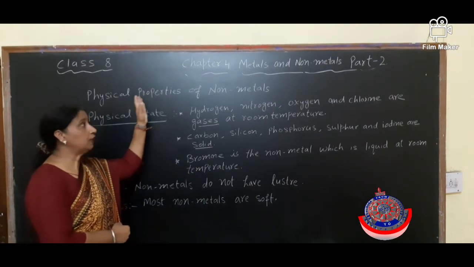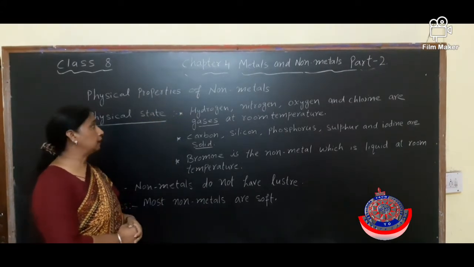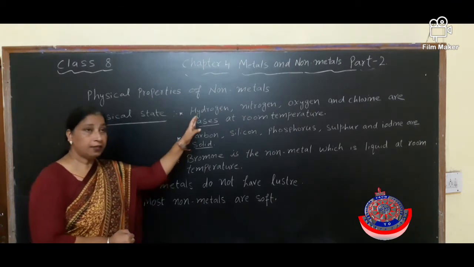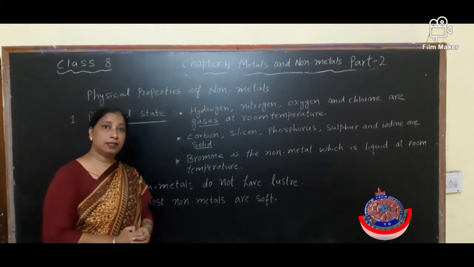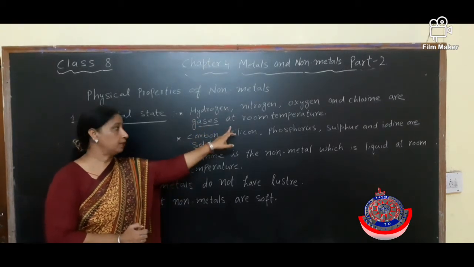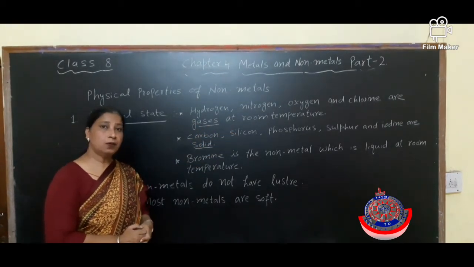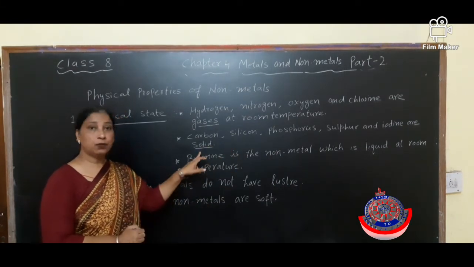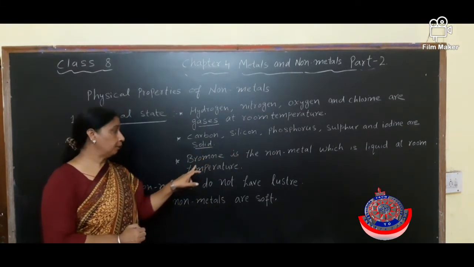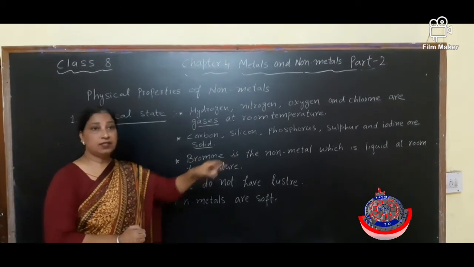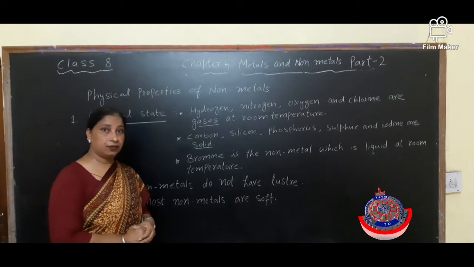Students, now physical properties of non-metals. Number 1, physical state. Hydrogen, nitrogen, oxygen, chlorine are gaseous at room temperature. Carbon, silicon, phosphorus, sulfur and iodine are solid at room temperature. Now bromine. Bromine is a non-metal which is liquid at room temperature.